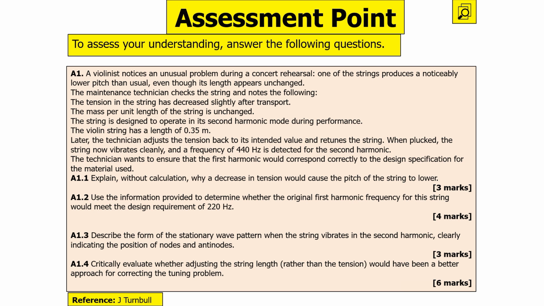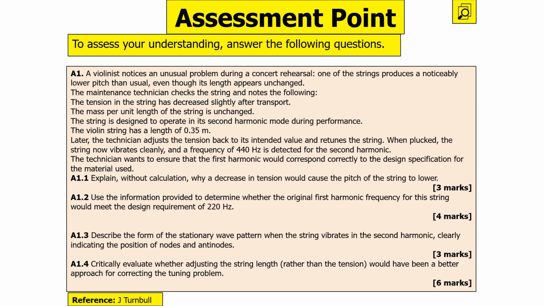The string is designed to operate in a second harmonic mode during performance. The violin string has a length of 0.35 meters. Later, the technician adjusts the tension back to its intended value and retunes the string. When plucked, the string now vibrates cleanly and a frequency of 440 Hz is detected for the second harmonic. The technician wants to ensure that the first harmonic would correspond correctly to the design specification for the material used.